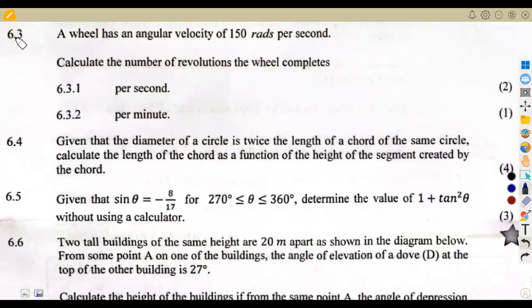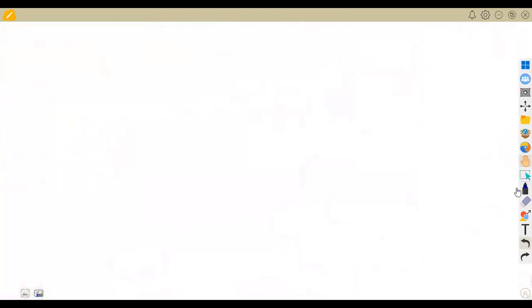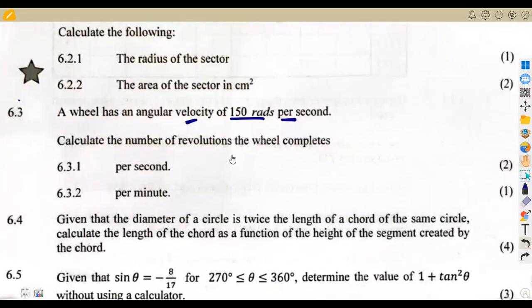6.3. Now they are giving us a wheel with an angular velocity. So we've got an angular velocity of 150 rad per second. Remember, angular velocity is omega, like this. So that's 6.3. We are given omega, which is 150 rad per second. Then the question was to calculate the number of revolutions the wheel completes per second on 6.31, and per minute on 6.32.